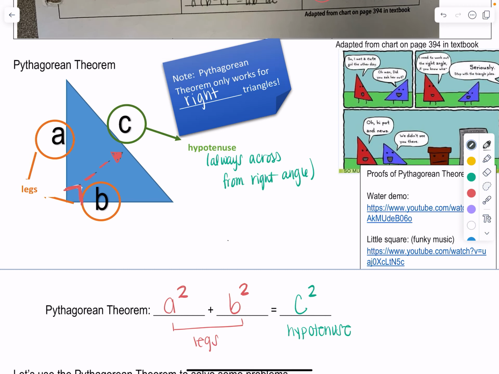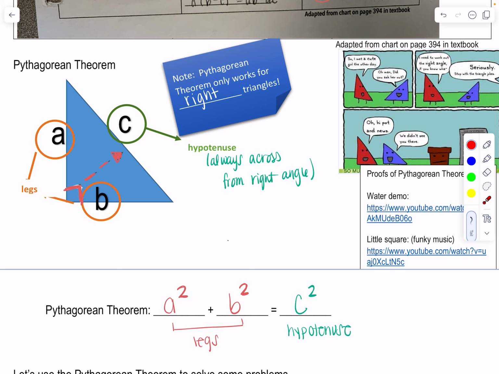All right, guys, so the last part of this section is going to be the Pythagorean Theorem. The Pythagorean Theorem is a formula that only applies to right triangles. So it has to be a right triangle, and they have to specifically show you that it is a right triangle. You cannot ever assume that a triangle is a right triangle.